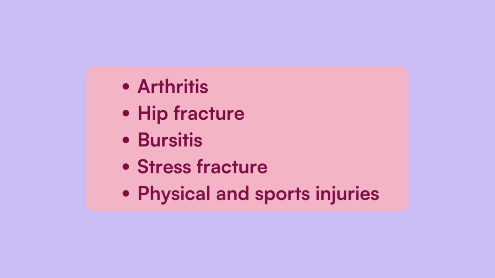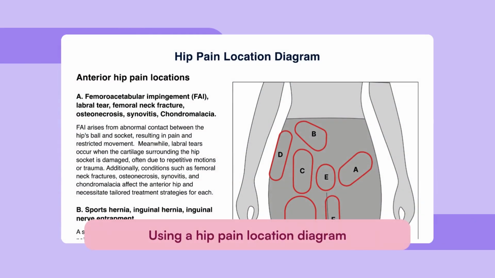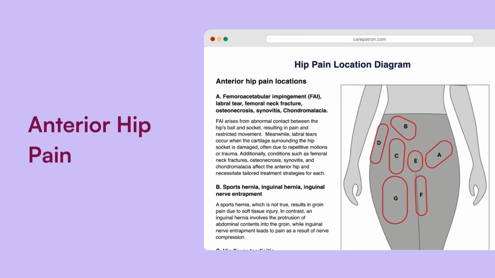Healthcare professionals often use a hip pain location diagram to help identify their patient's exact source of pain. The diagram outlines the specific areas where pain can occur. The location of hip pain can provide valuable insights into its potential cause. Anterior hip pain. This type of pain is localized on the front side of the hip and can result from various conditions.